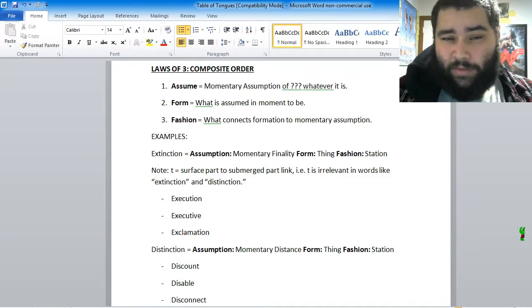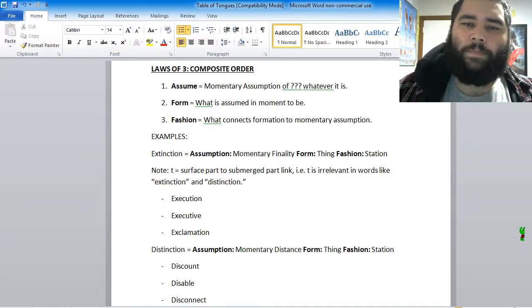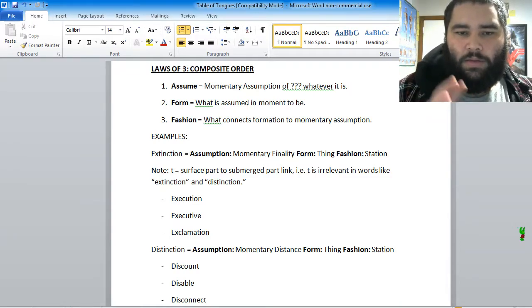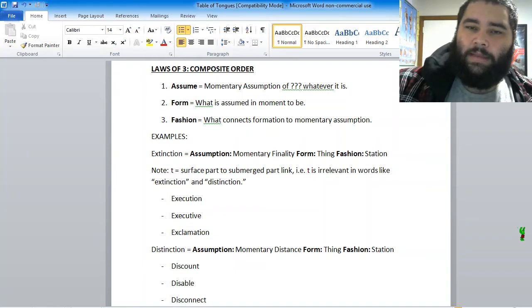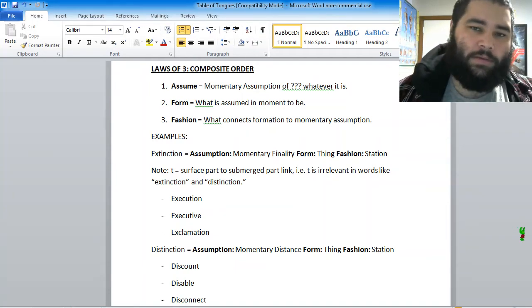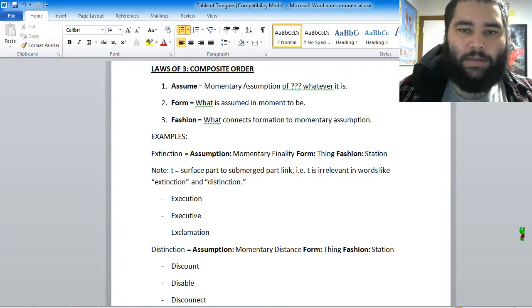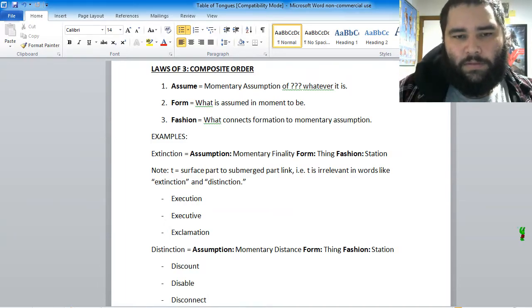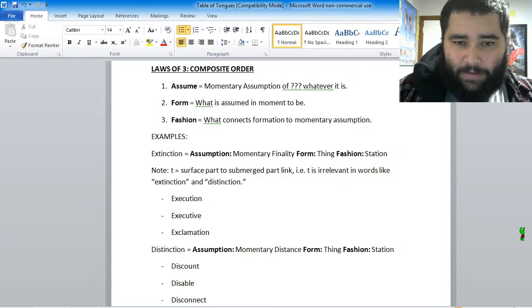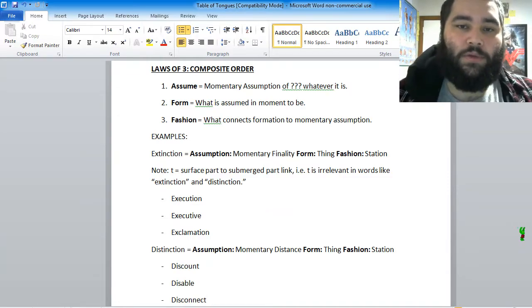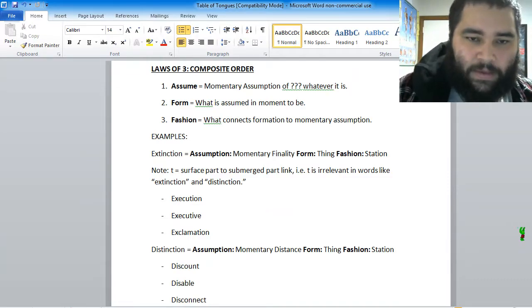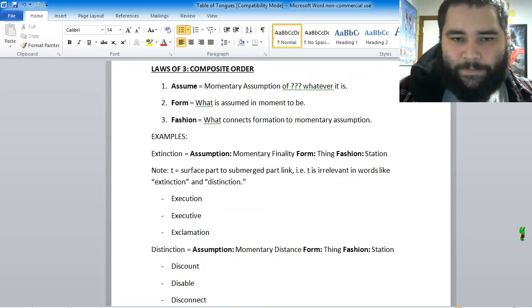The second law is form. This is what is assumed in the moment to be. There's some relation going on with this second law. The third law is fashion. What connects formation to momentary assumption? That's what fashion is. The law of fashion.